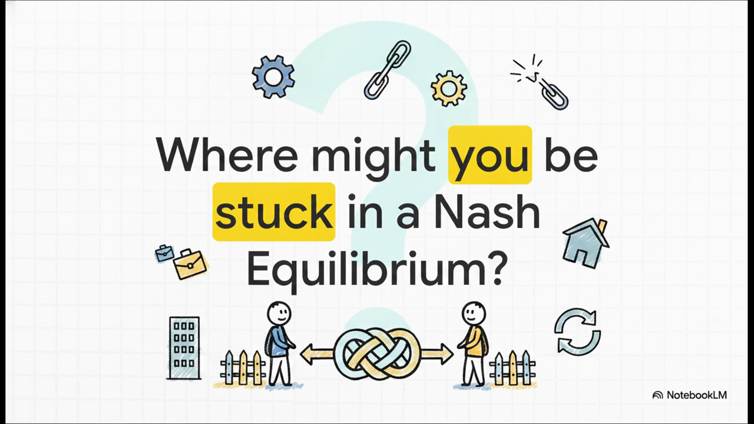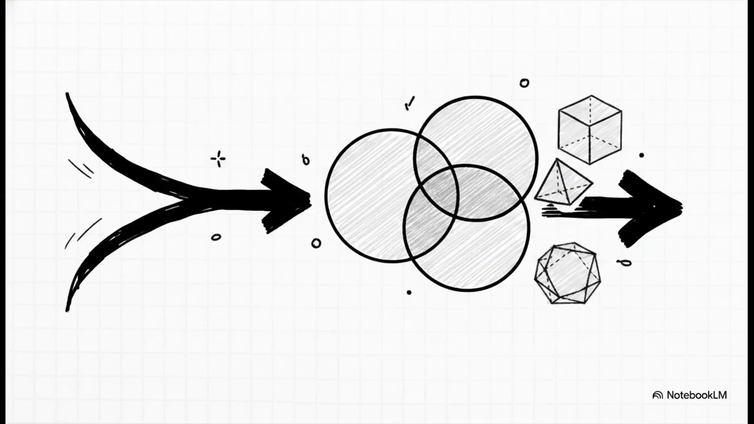Where might you be stuck in a Nash equilibrium? I really want to challenge you to look at your own life, or your business, or your workplace. Are there standoffs in your daily routine where everyone is trapped in a less-than-ideal situation simply because no one wants to be the first person to make a unilateral change? I promise you, once you learn to spot this invisible rule of strategic stability, you are going to start seeing it everywhere. And that covers our deep dive into strategic stability for today.